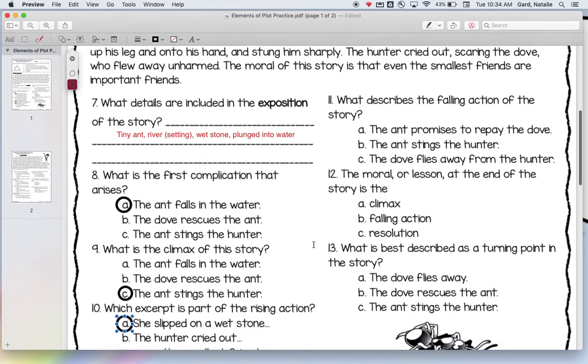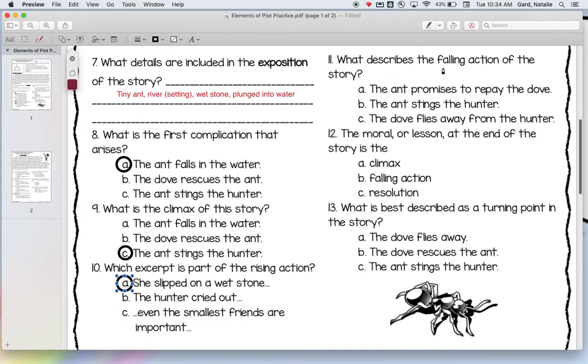All right, great. Let's look at number 11. So number 11 says, what describes the falling action of the story? Now remember, the falling action is after the climax. This is where everything gets tied up. All of our questions finally get answered. We start understanding everything that's happened at the beginning part of the story. So what describes the falling action of the story? Yeah, the dove flies away from the hunter. If we know the climax is when the ant stings the hunter, obviously the falling action is going to start right after that. So we should have had C for number 11, when the dove flies away from the hunter. That's part of the falling action.